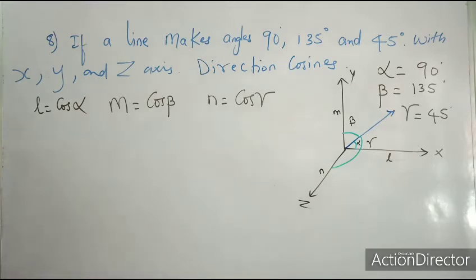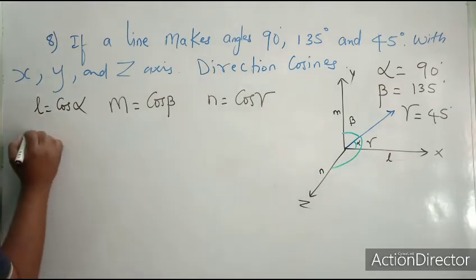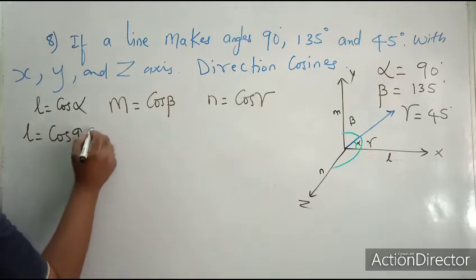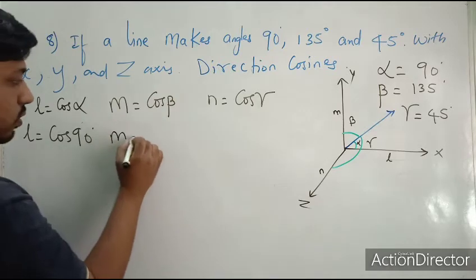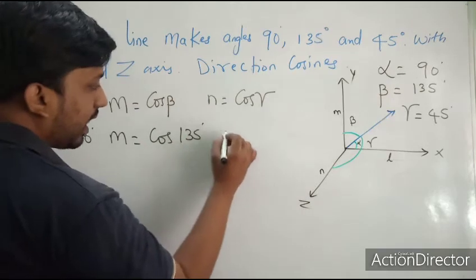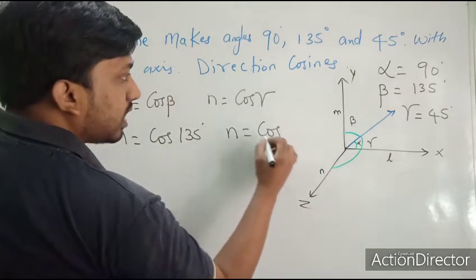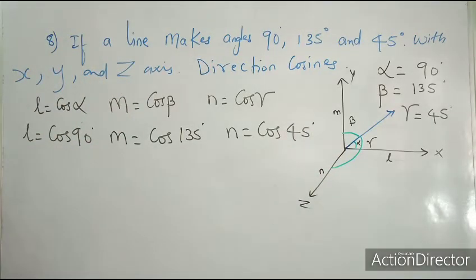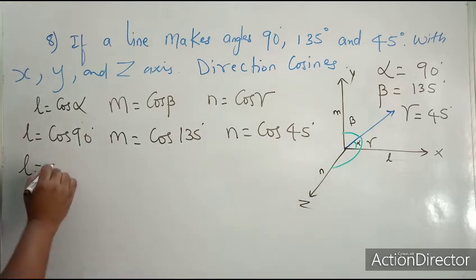Okay, so L is equal to cos alpha. What is alpha? Alpha is 90 degrees, right? And M is equal to cos beta. What is beta? Beta is 135 degrees. And N is equal to cos gamma, where gamma is 45 degrees. Now taking this, L is equal to cos of 90. Sin 90 is 1, then cos 90 is 0, right? So cos 90 is 0.